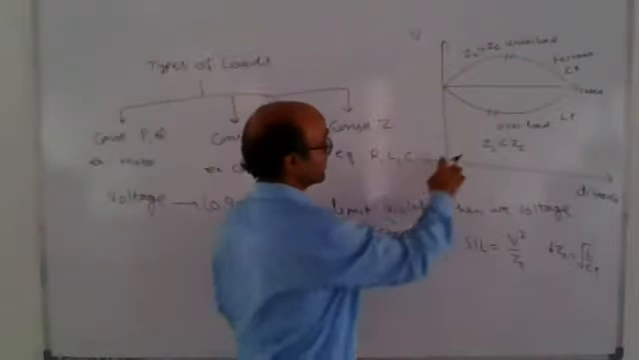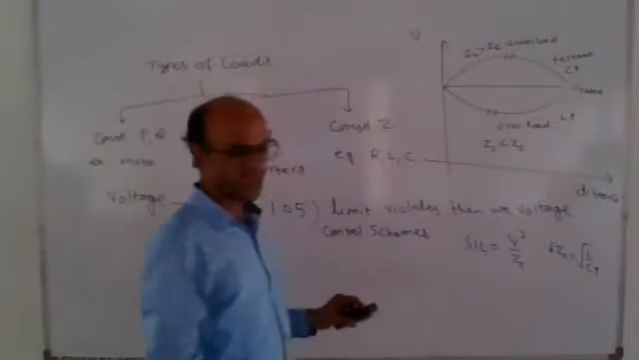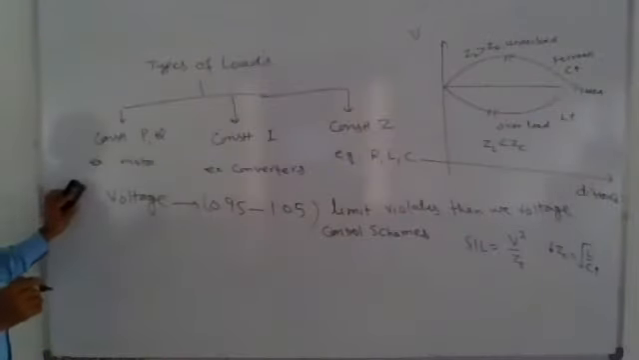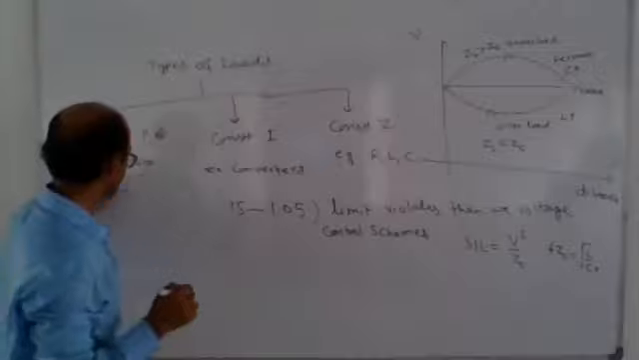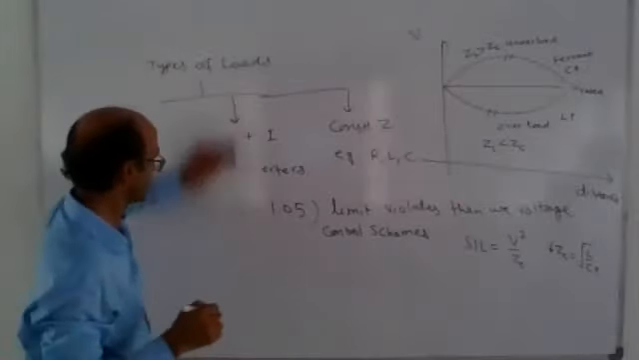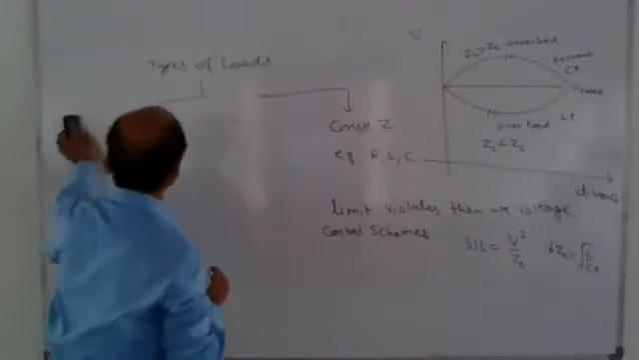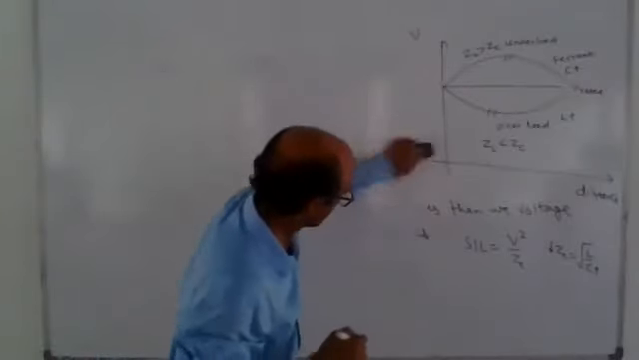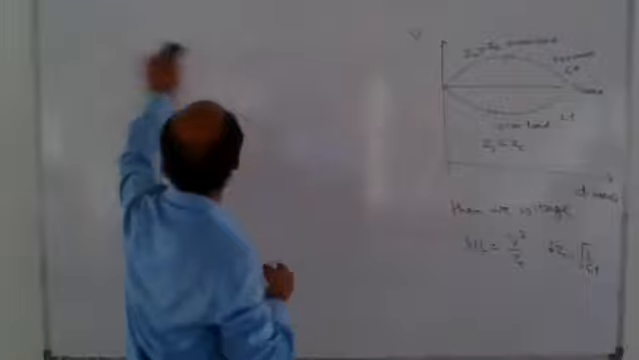So to overcome these two effects, we will use voltage control. First method is excitation control or internal voltage control. So what is the excitation control? First method is excitation control.